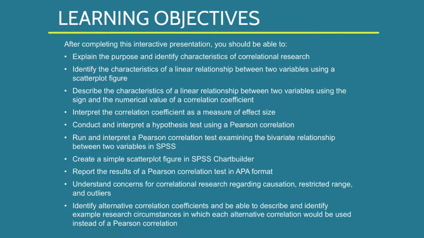Understand concerns for correlational research regarding causation, restricted range, and outliers. And finally, identify alternative correlation coefficients and be able to describe and identify example research circumstances in which each alternative correlation statistic would be used instead of a Pearson correlation.